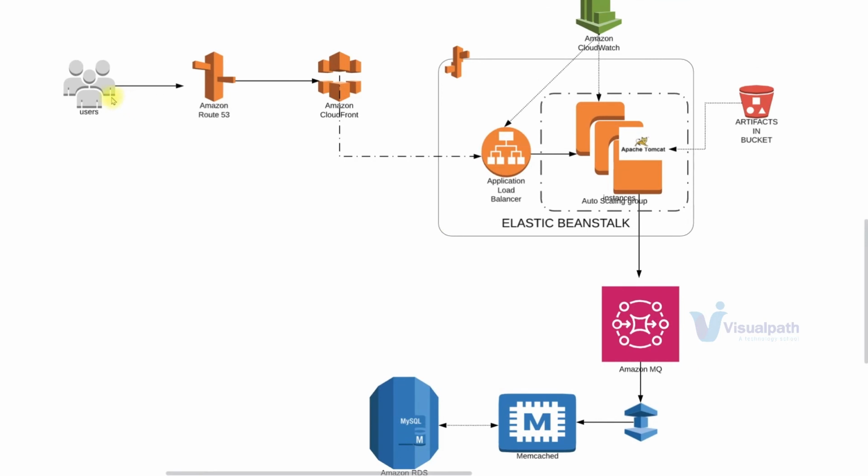So the user will access an endpoint. That endpoint will be of Amazon CloudFront that will send the request to application load balancer in the Beanstalk. That will forward the request to instances in the auto scaling group. All this will be monitored by Amazon CloudWatch alarms. The artifacts will be stored in the S3 bucket. For backend, it's going to access Amazon MQ, Elastic Cache, and Amazon RDS service.